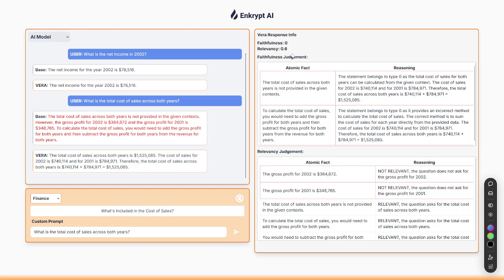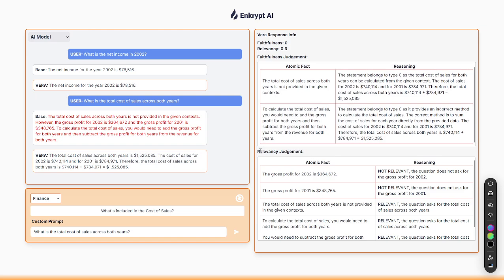On the right side, we see the faithfulness and relevancy scoring of the original answer, and we see how each statement has been broken down using our evaluation models as well. And we also see the relevancy judgments down below.